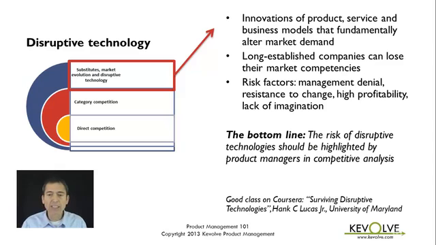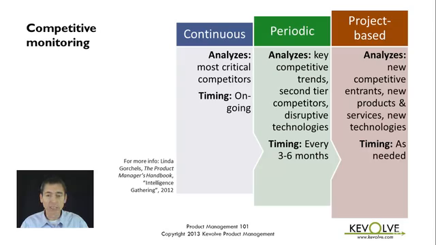So the bottom line on this is, product managers, if there's risk of disruptive technologies, you need to highlight that as part of your competitive analysis. And I just noted there's a good class on Coursera on this one, Surviving Disruptive Technologies. You might want to take that.